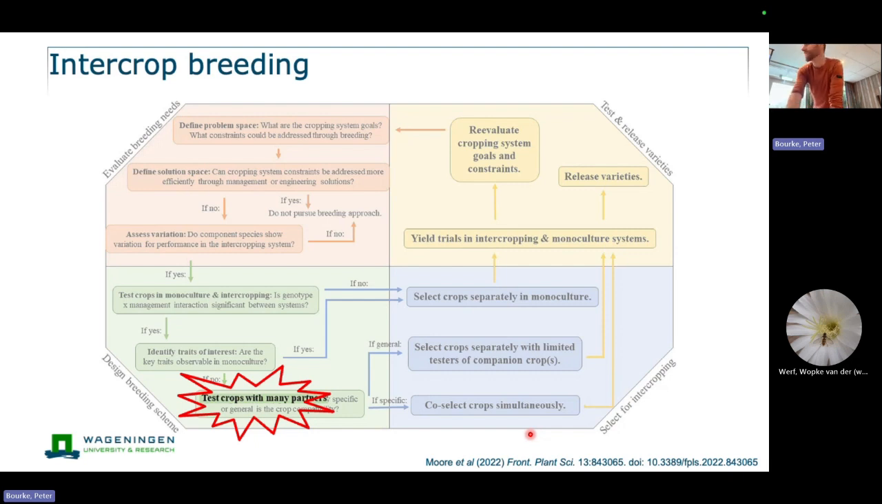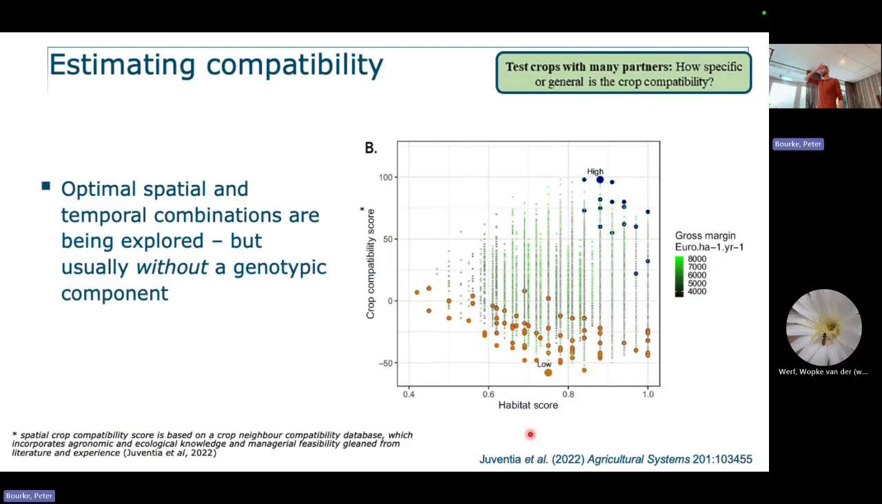Okay, testing schemes. How do we design such testing schemes? Basically, the search space becomes very large when we try to estimate compatibility between species. So there are studies, and I particularly like this one, that try to define a compatibility score in relation to a habitat score, and also taking into account, for instance, farmers' margins, so how much money they can make out of specific crop combinations.